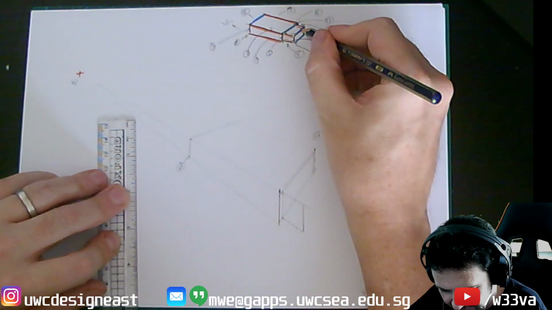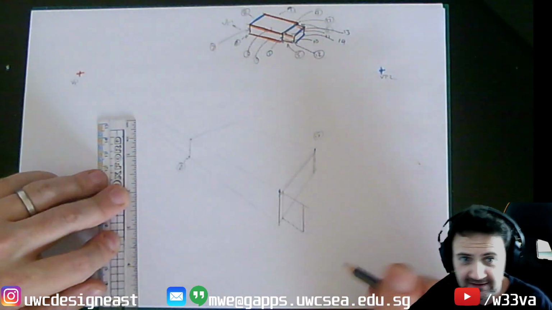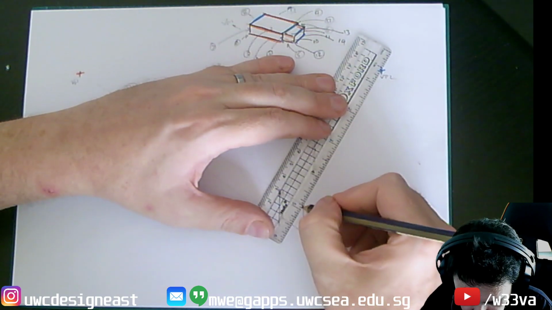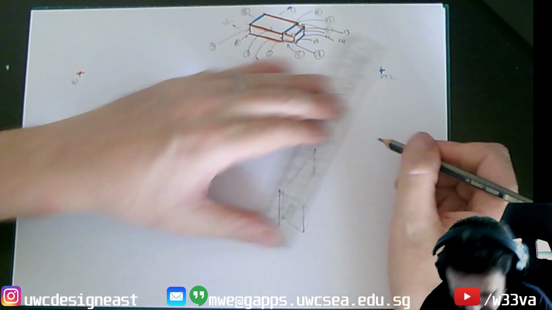Okay, well now I'm going to do 13, 14. 13 was the top one, and that of course is going to VP2, and I can reach that. And that one's also going to VP2, and I can reach that one.